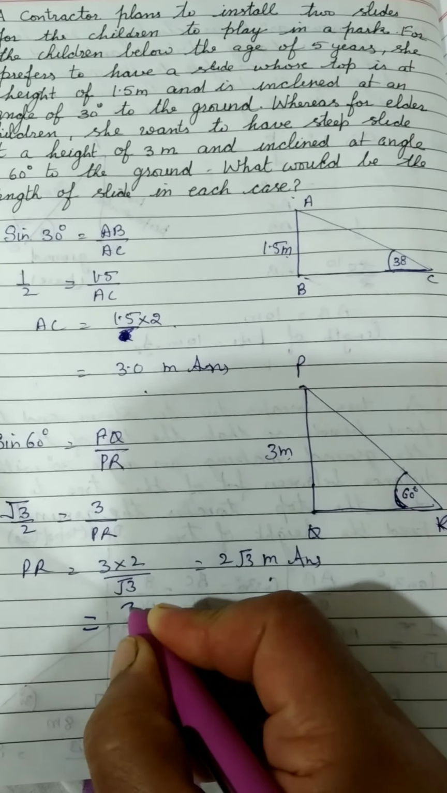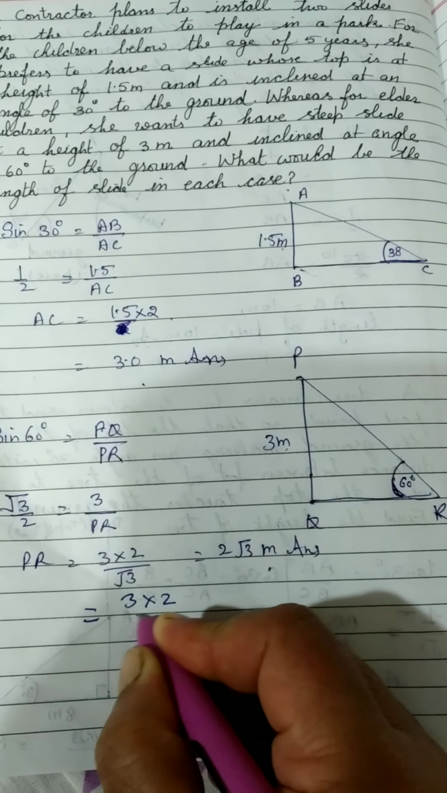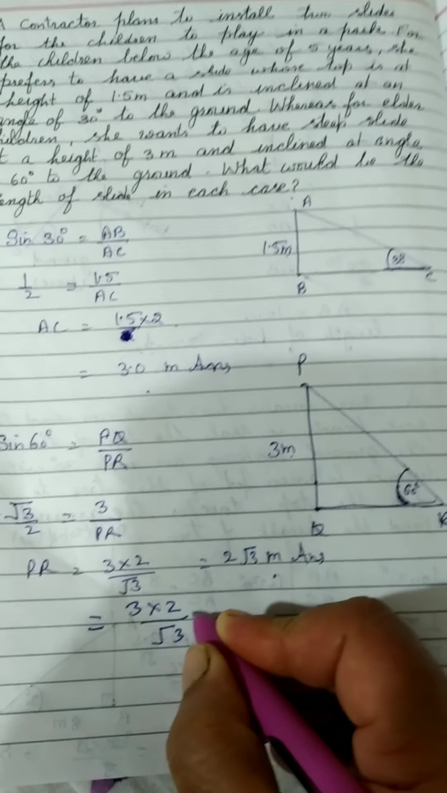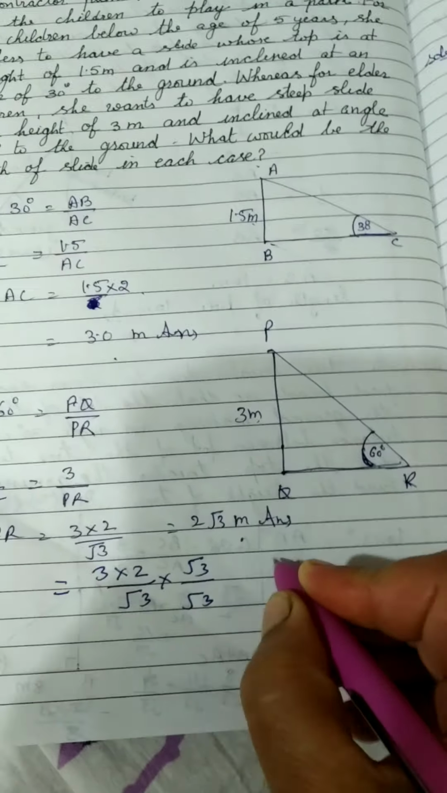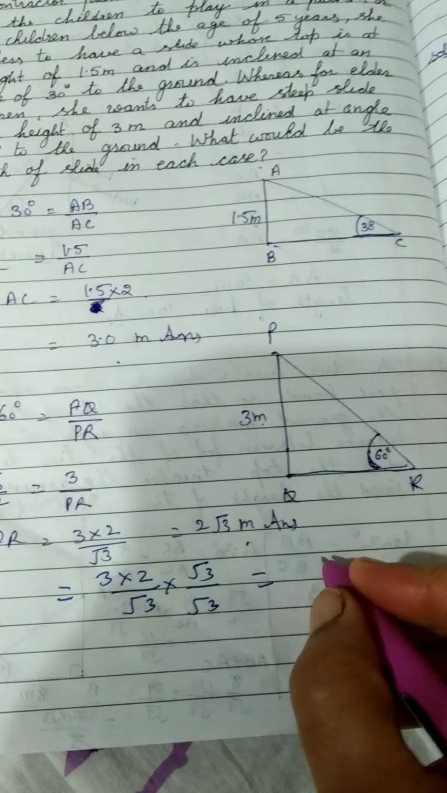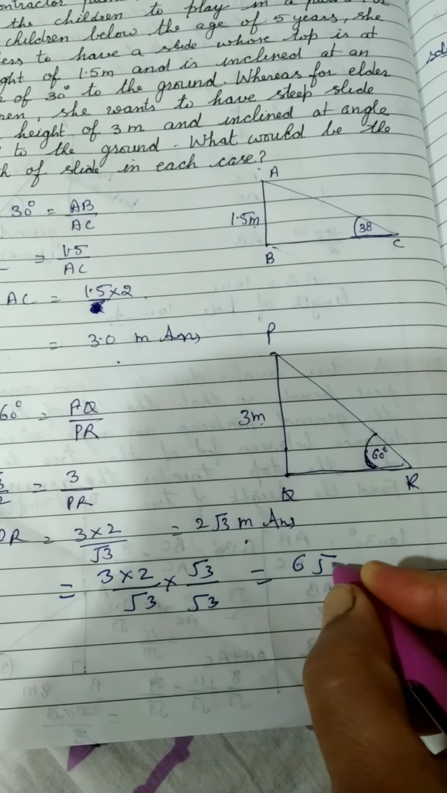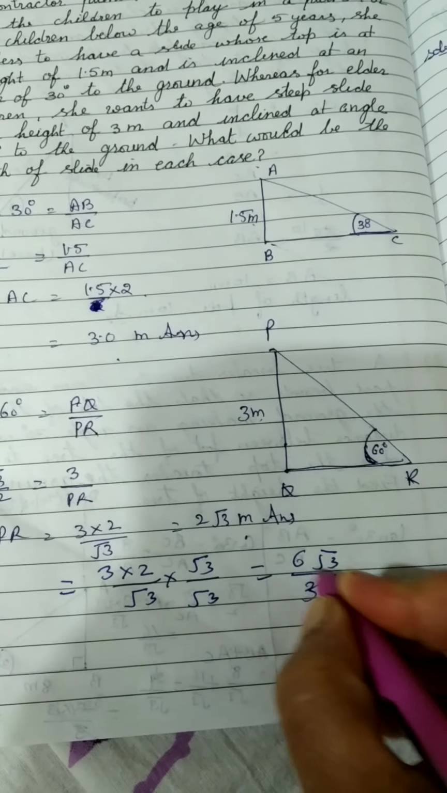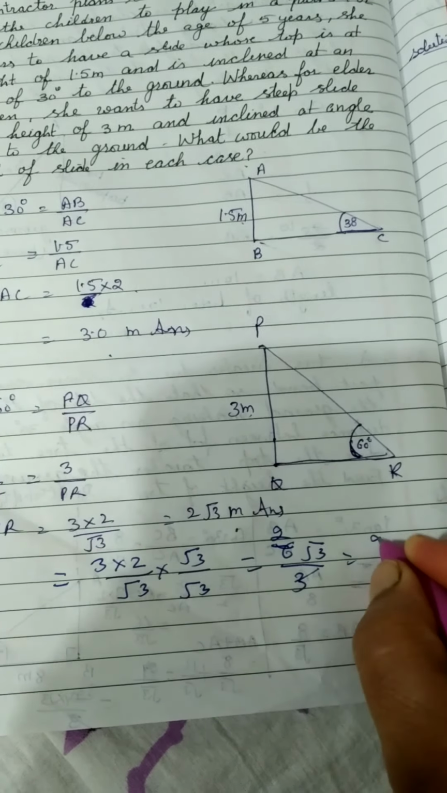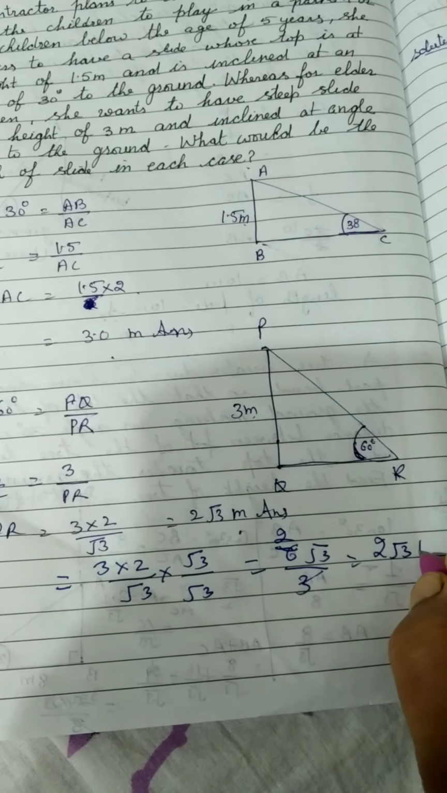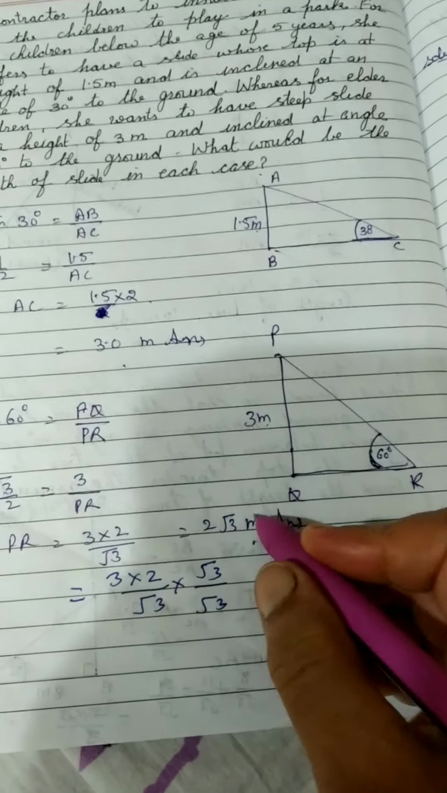It is equal to 3 into 2 by square root 3 into square root 3 by square root 3. Then it becomes 3 2s are 6, 6 root 3 by 3. It is 3 2s are 6. It is 2 root 3 meters, answer, as here we have done.